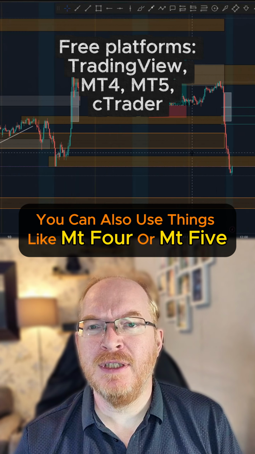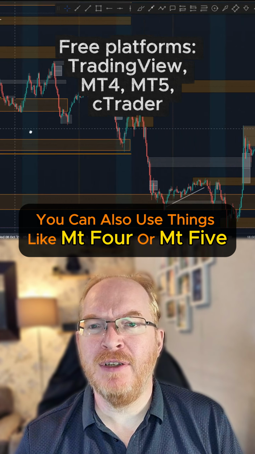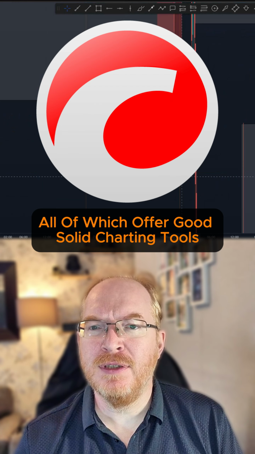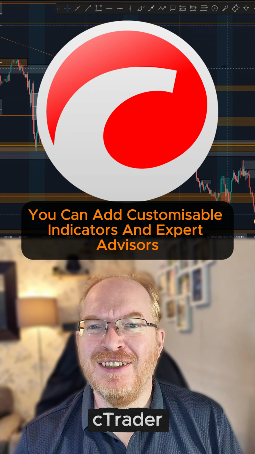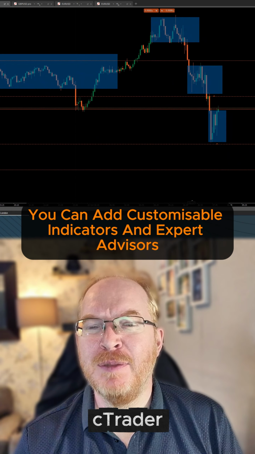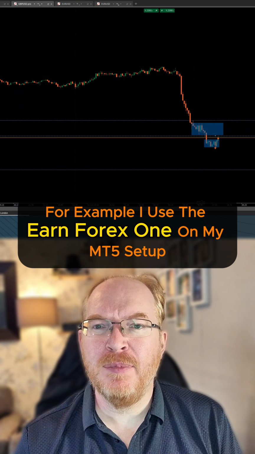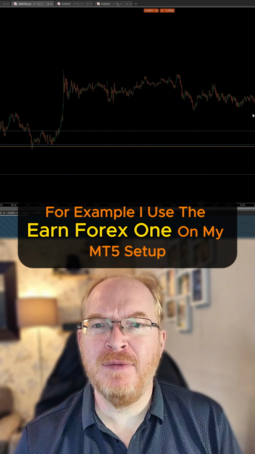You can also use things like MT4 or MT5, MetaTrader 5, or cTrader, all of which offer good, solid charting tools. You can add customizable indicators and expert advisors, which you can integrate into places like MT5. For example, I use the Earn Forex one on my MT5 setup.